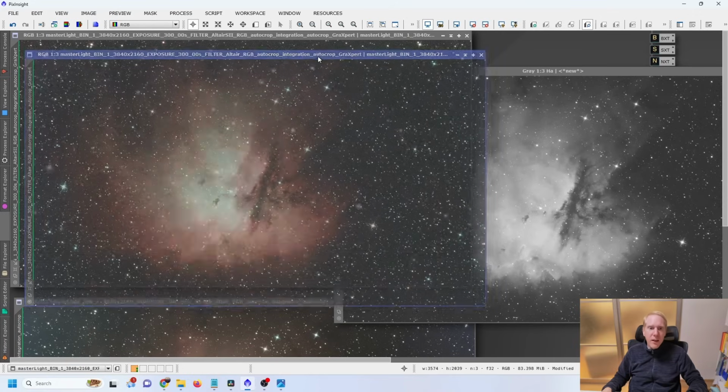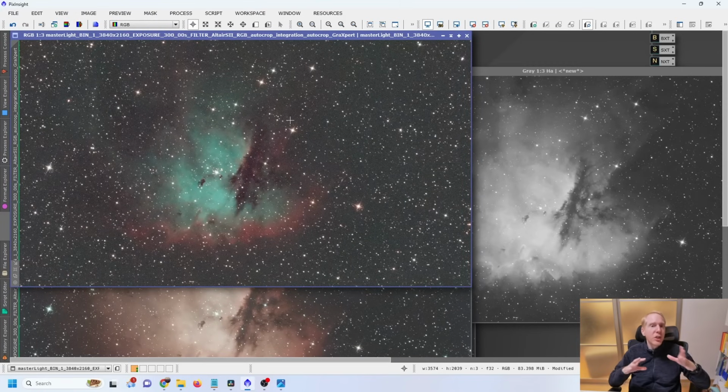But we can still extract the individual red, green, and blue channels of each of those images. When I extract the red, green, and blue channels from this particular sulfur 2 oxygen 3 image, the red channel will correspond to sulfur 2, and a mixture of the blue and green channels will correspond to oxygen 3.